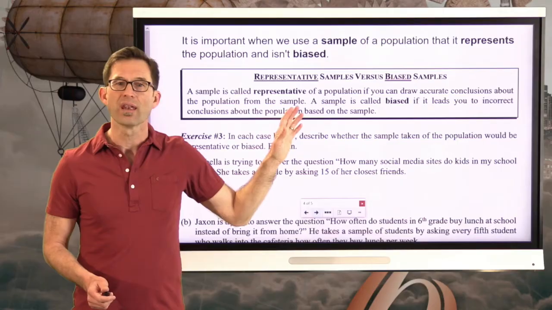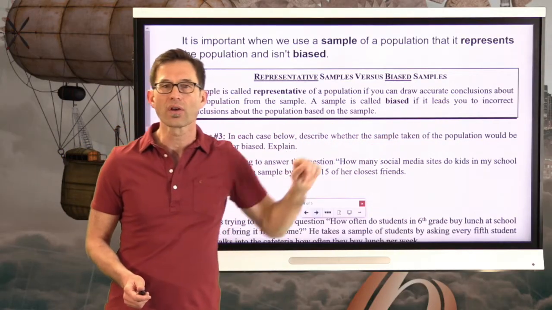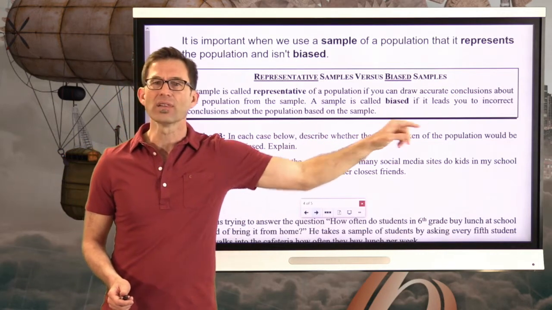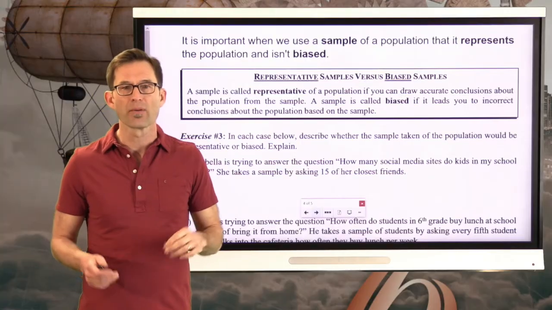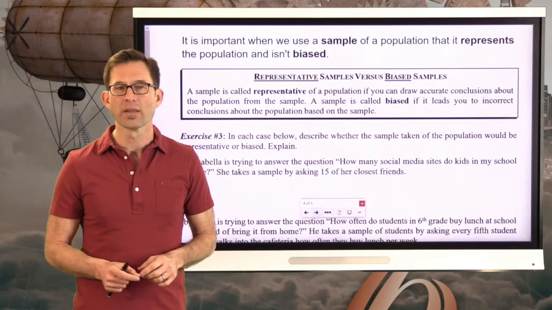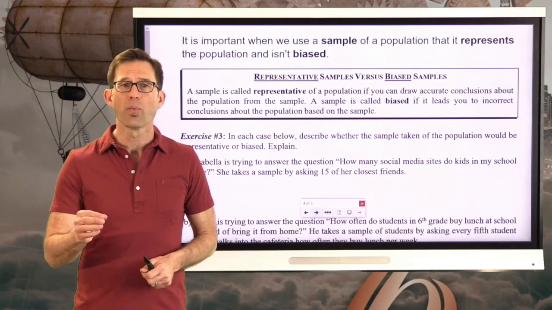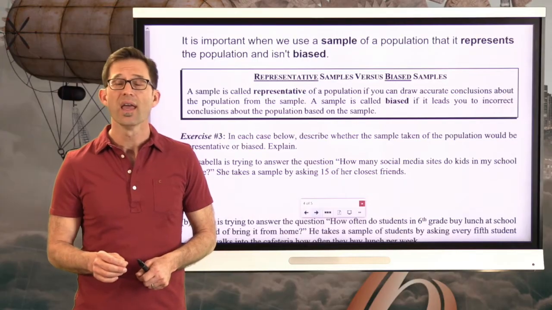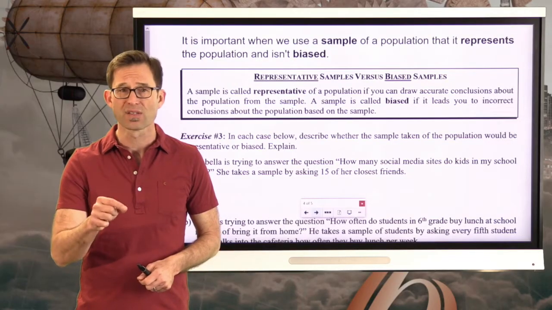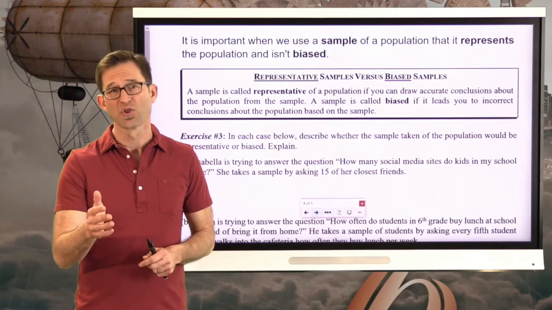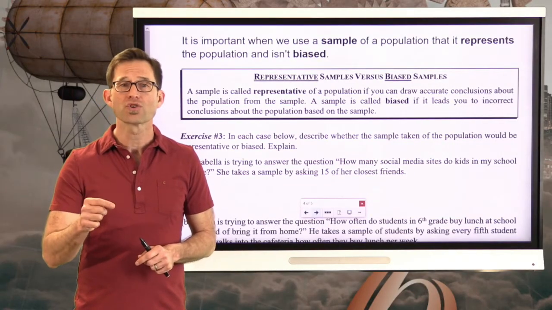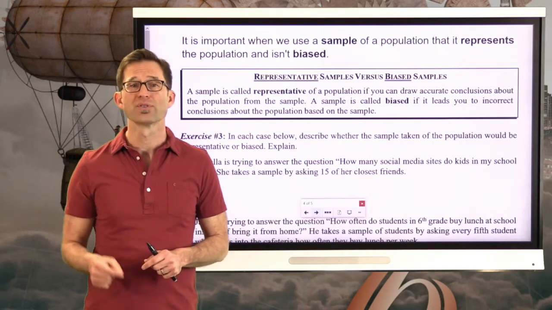A sample is called representative of a population if you can draw accurate conclusions about the population from the sample. A sample is called biased if it leads you to incorrect conclusions about the population based on the sample. All right? That's amazingly, amazingly important. A lot of times when people come up with incorrect conclusions based on statistics, it's because their sample wasn't representative of the population as a whole. And statisticians, those are just professional people that do statistics, work hard to try to make sure that their samples truly represent the populations.